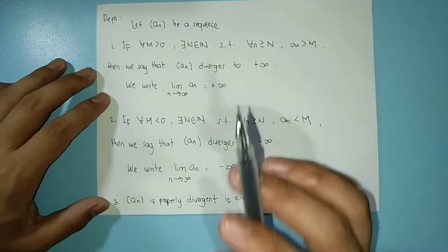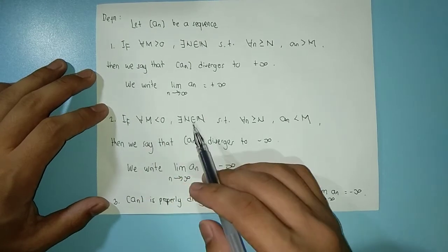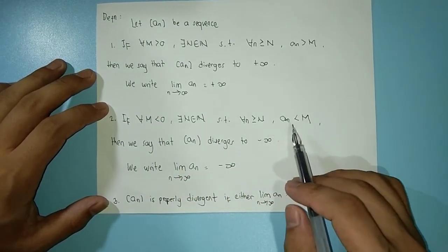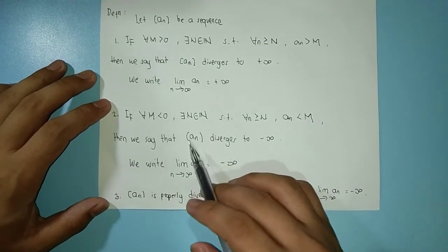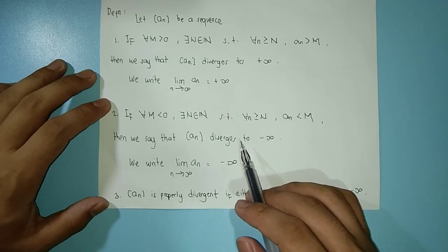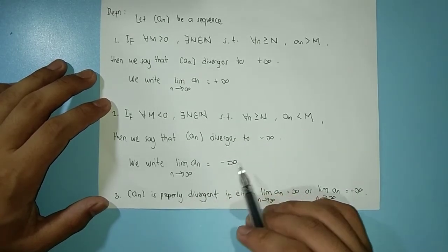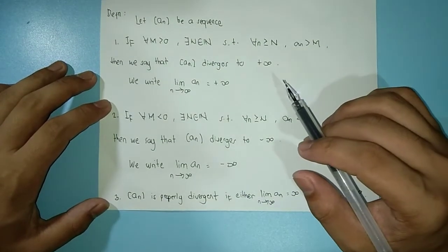And for number 2, if for any negative number m, there exists a natural number n such that for all n greater than or equal to n, a sub n becomes less than m, then we say that the sequence a sub n diverges to negative infinity, and we write limit of a sub n as n approaches infinity is equal to negative infinity. Okay, so anong sinasabi ng dalawang definition na yan?